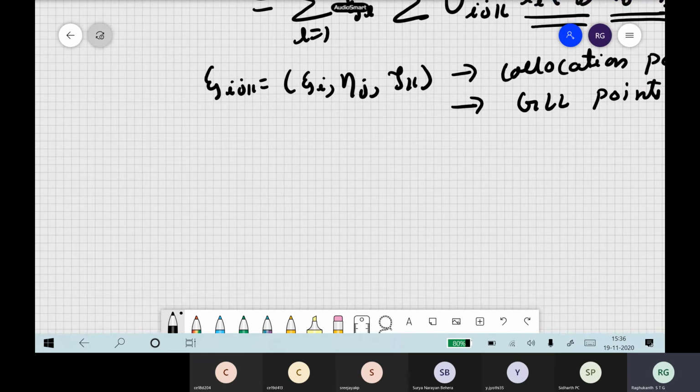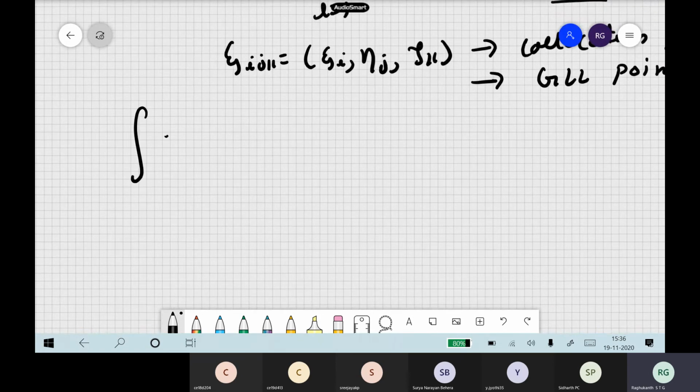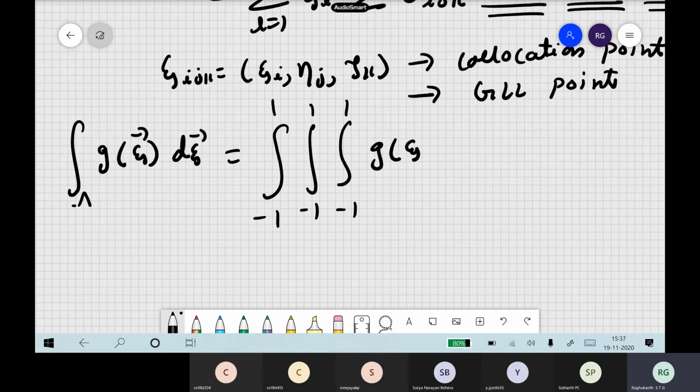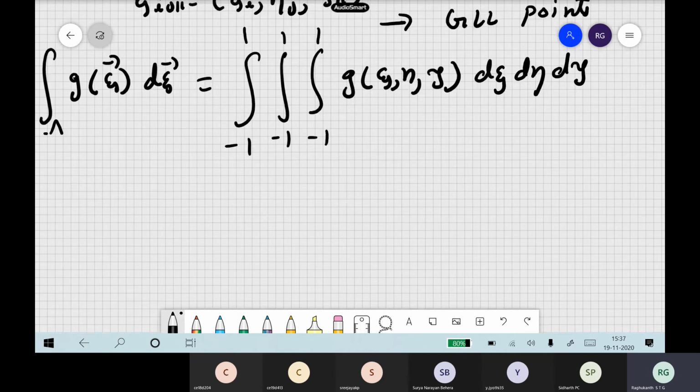And then finally, the integrations. Here also we use the same Gauss-Lobatto scheme. And now this is a vector. Okay, so these integrals have to be found over an element. Because it is in 3D, we have 3 integrals, -1 to 1, -1 to 1, -1 to 1. We have g, this is our function, d psi, then d eta, then d psi itself. So this is our integral. The same Gauss-Lobatto-Legendre we use here also.